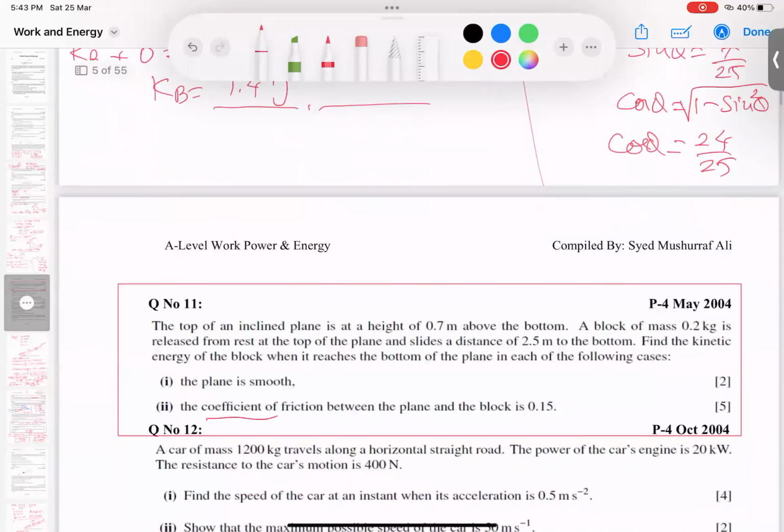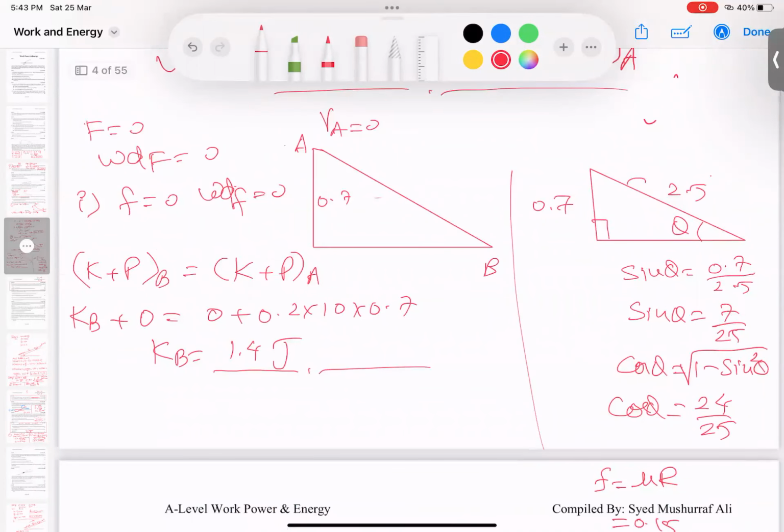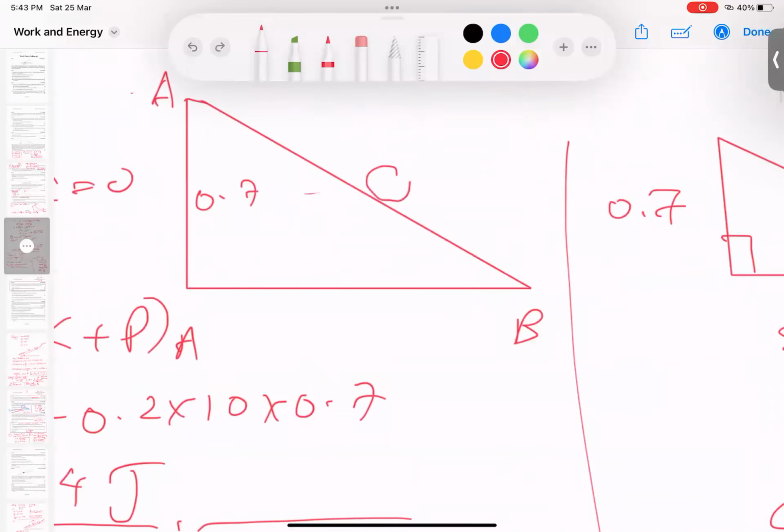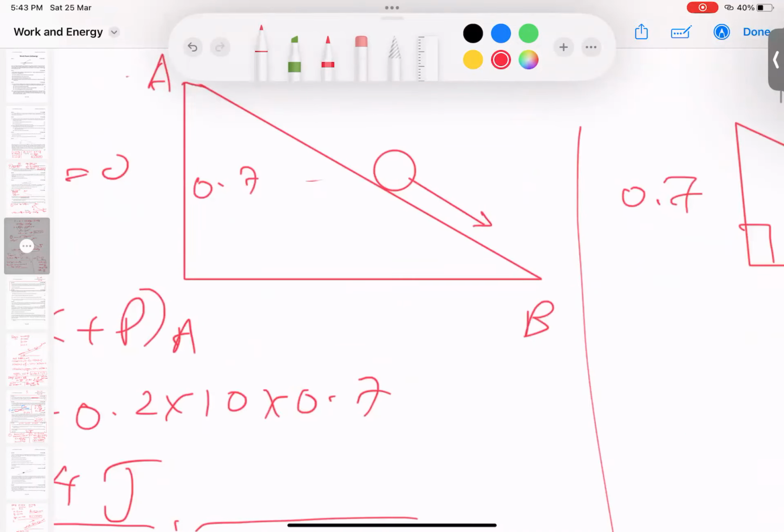Part number 2, he said coefficient of friction is given 0.15. And I discussed that F is equal to mu R. And mu is given by him as 0.15. But R is very interesting. I said before, the particle is placed here. Okay, I'm showing here. When the particle is placed on this, the component along the plane becomes 2 sine theta, because mass is 0.2. And this becomes R, you know it very well. This becomes 2 cos theta. This is theta, as I said before.